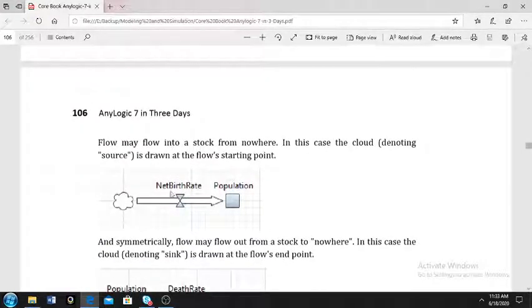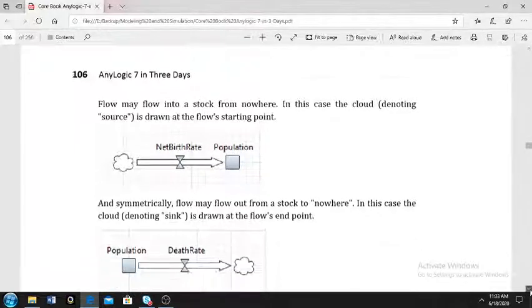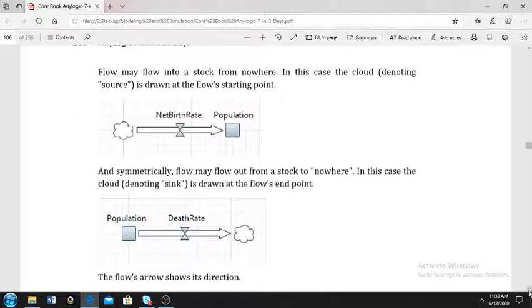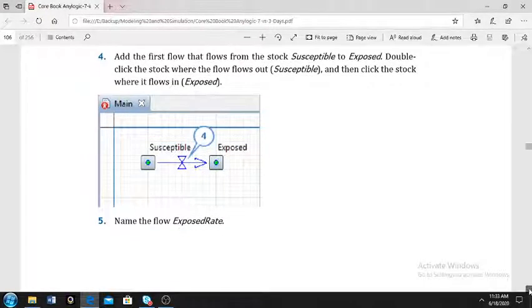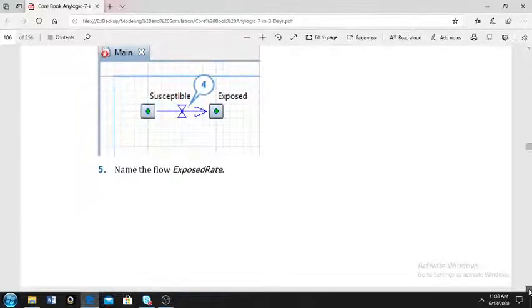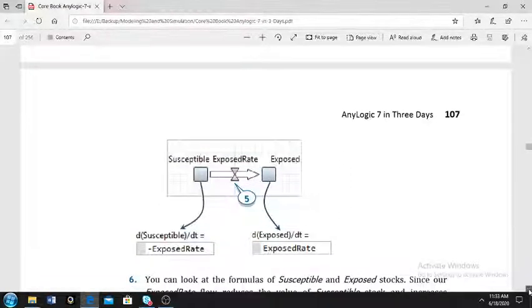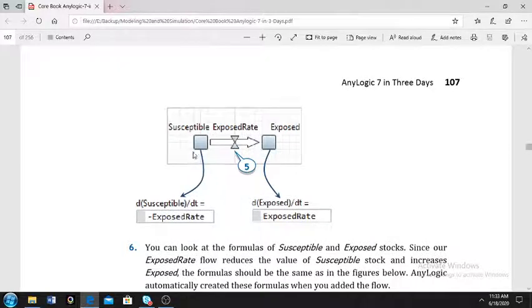These are the birth rate affecting the population. So this is a source. If you want, you can also put the sink. This is a sink, for example. So here you move from being susceptible to exposed, and here we have the expose rate. So this is a stock, susceptible, exposed, and then we have a rate.